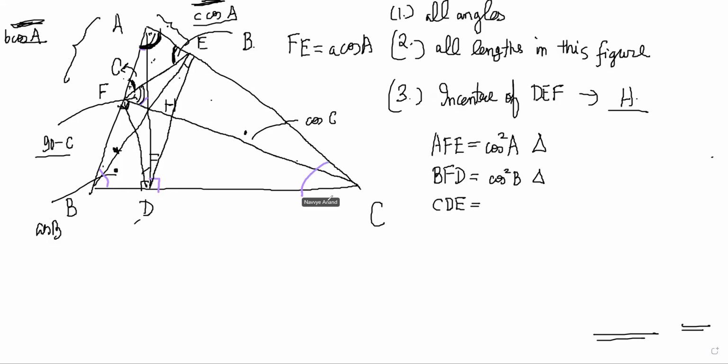I'm sorry. And EDC is cos square C times delta. Why? Because C is a part in this. The symmetry is that since C is a part of this, it will be C over here, and since B is a part of this, B will be over here. So now you have a very nice way to find the area of the pedal triangle.